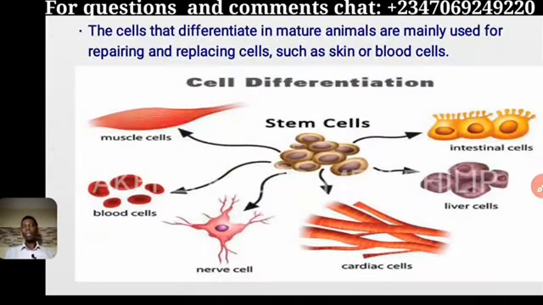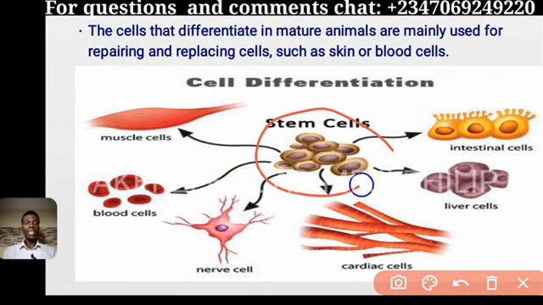Now, here we are. You can see here that these are stem cells. Stem cells are cells that have not yet differentiated. And if a cell has not differentiated, it cannot become specialized. So the cells that differentiate in mature animals are mainly used for repairing and what? Replacing cells such as skin and blood.